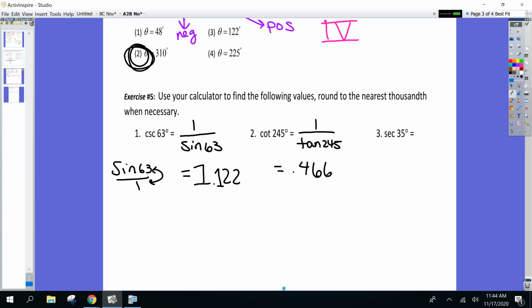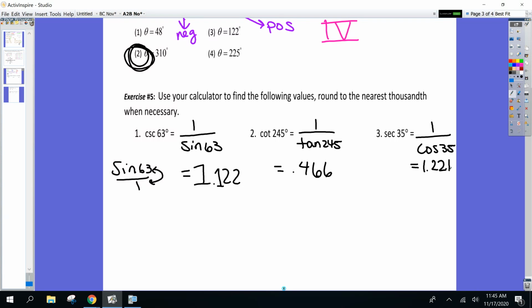And then how about secant of 35? What's secant related to? Cosine. Don't do cosine of 35. 1 over cosine 35. You've got to flip it. Got to flip your value. 1.1. There you go. Got a rounding magician in the back there. Good job, Colin. All good? Okay, so you're not going to see those buttons on your calculator.